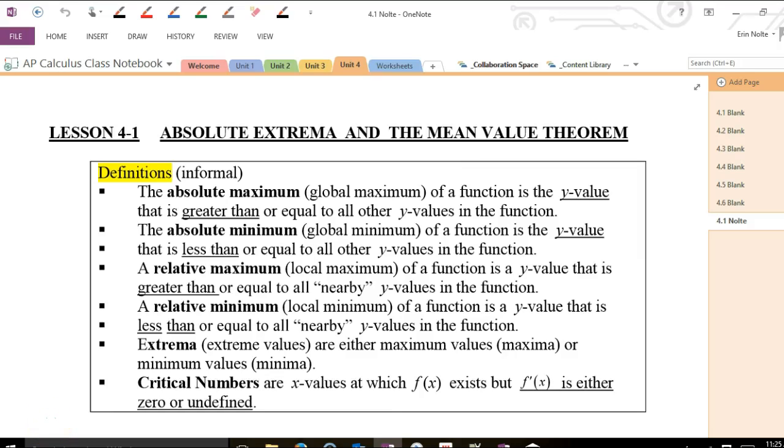So 4.1 is called absolute extrema and the mean value theorem. So we're only going to deal with the absolute extrema today, and then we'll do the mean value theorem on Monday. Okay, so this first little box is all about extrema stuff.